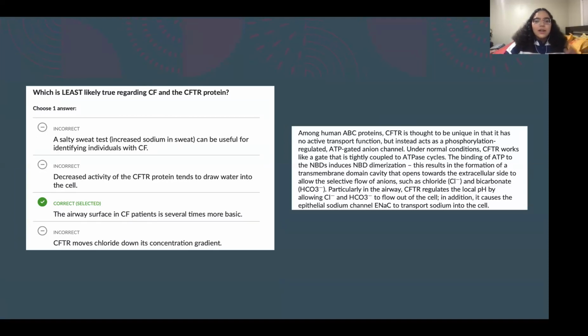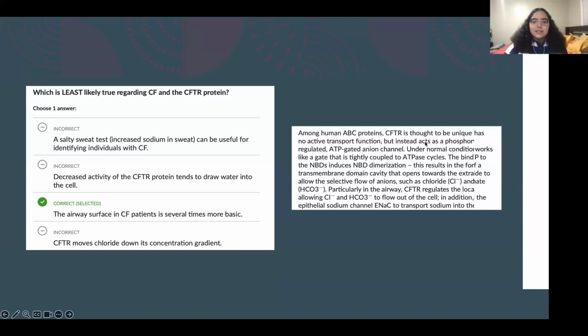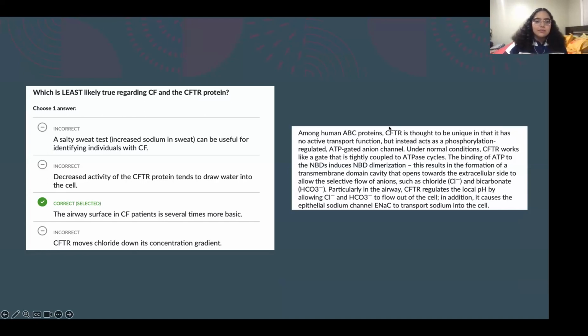So the other ones you can basically figure out are true. Another thing that proves that C is not true is that you have the Cl minus and HCO3 minus. Bicarbonate is a base that flows out of the cell. So the CFTR dysfunction in CF patients will then increase acidity rather than make it more basic, because that's malfunctioning basically.